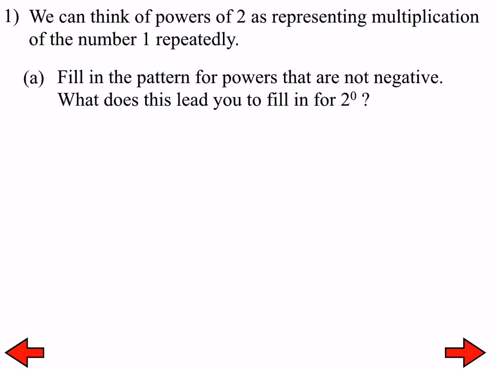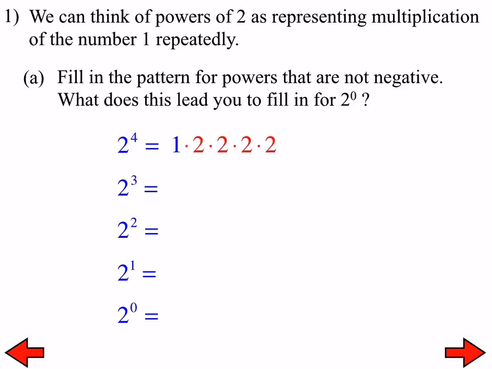So here we go. We can think of powers of 2 as representing multiplication of the number 1 repeatedly. So what I mean by that is this. We can think of 2 to the 4th power as 1 times 2 times 2 times 2 times 2. Fill that in, please. Because if I multiply something by 1, it doesn't change its value. And we have a property for that we talked about earlier in the year. And 2 to the 3rd, of course, is 1 times 2 times 2 times 2, which, of course, is 8. And 2 squared, of course, is 1 times 2 times 2, which is 4. And 2 to the 1st is just 1 times 2.